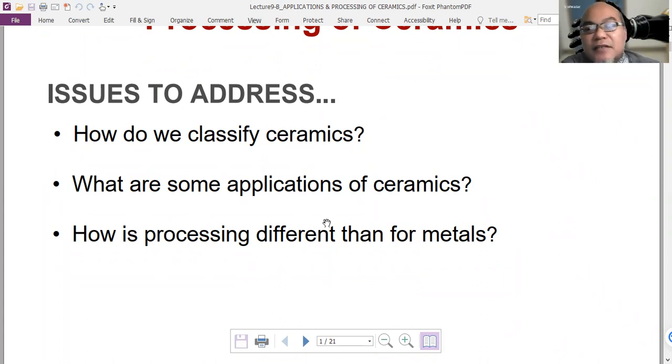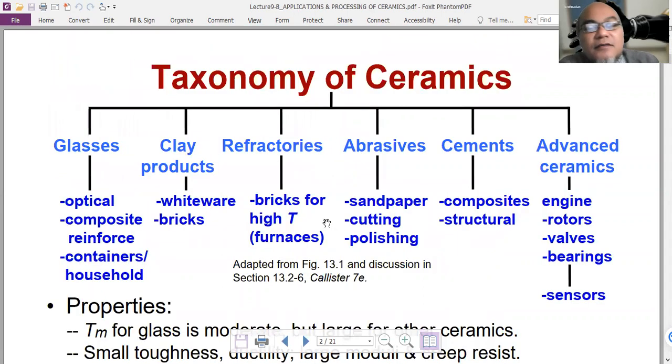In metals, we have discussed diffusion, cold work, annealing, etc. What about ceramics then? How will it be different than for metals? So this is the taxonomy for ceramics.